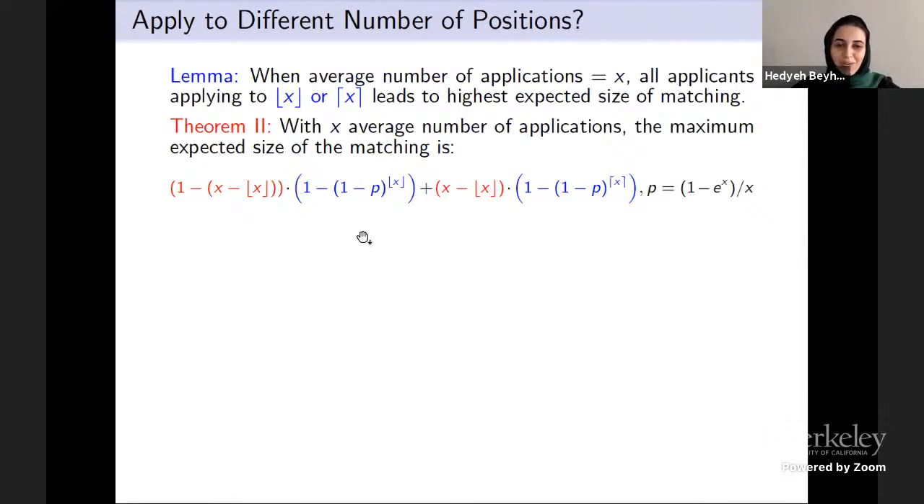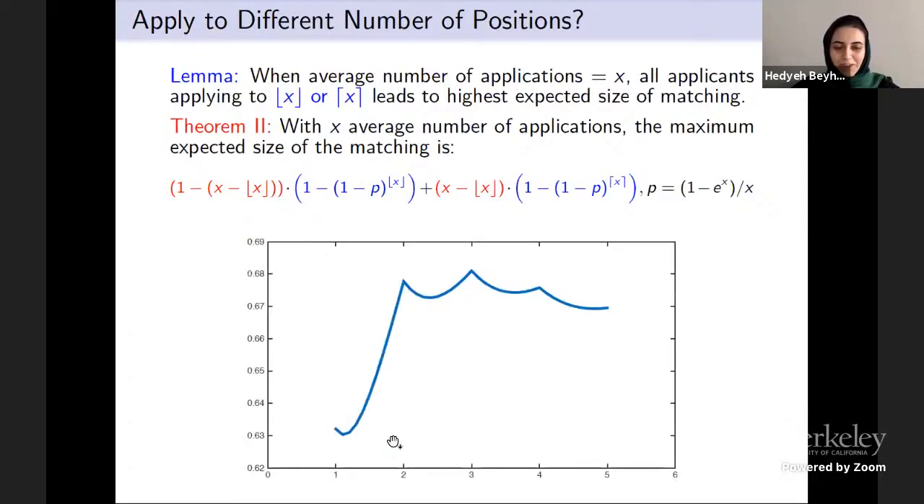Based on this lemma, we can find the size of the matching also in this case. Again, I won't go through the proof, but want to draw your attention to the shape of this new function that we have. All right. So on the x-axis, we have the average number of applications by each applicant. And on the y-axis, we have the size of the matching. And for example, if we're at point 1.5, it means that half of the applicants are applying to 1 position and the other half are applying to 2 positions. So here we see our second interesting fact, which is this U-shape between two integers, meaning that the local maxima of this figure happen when all the applicants are applying to the same number of positions.